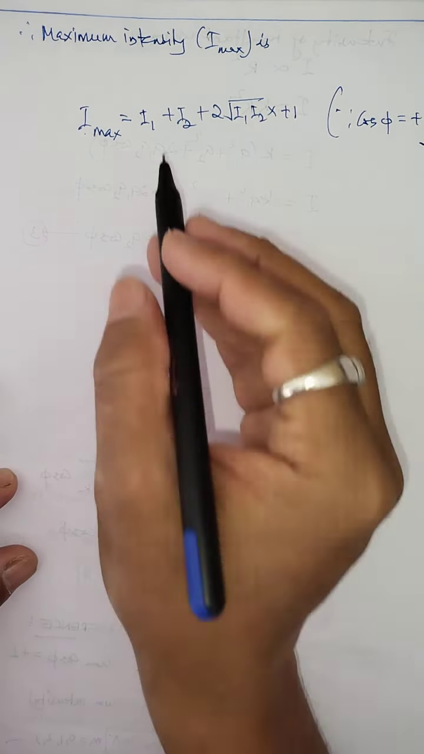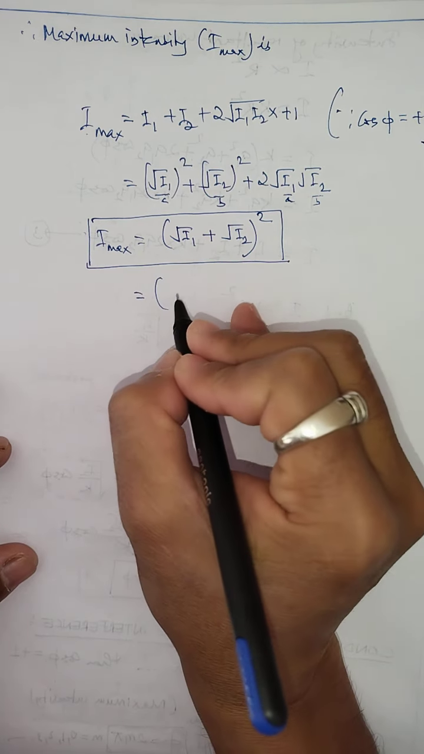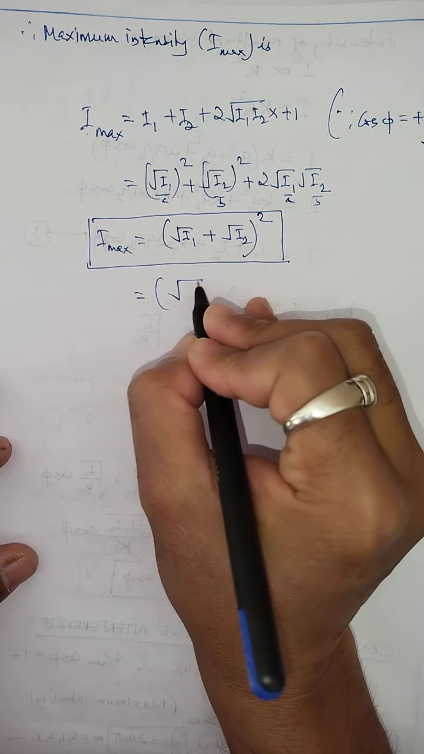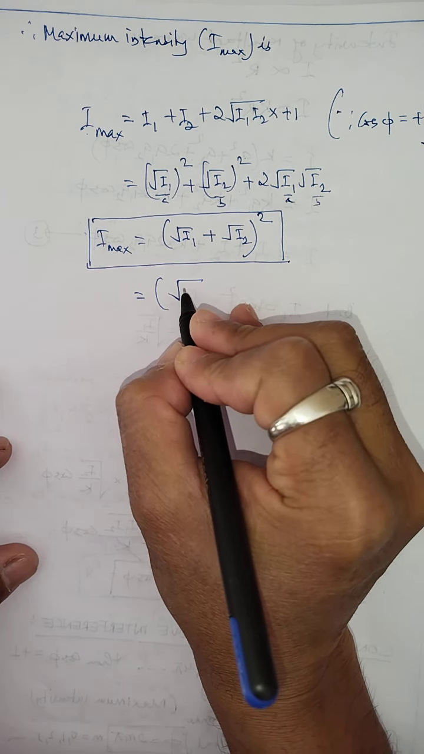Now the same relation can even be written this way also, because you know what is the value of I1? K a1 square. And you know what is the value of I2? K a2 square. That means the same intensity can be measured in terms of amplitude also.